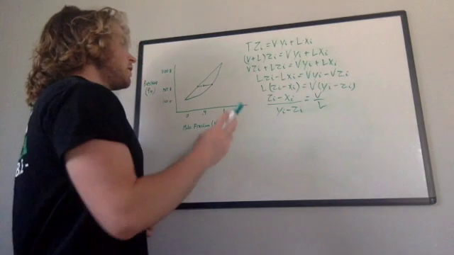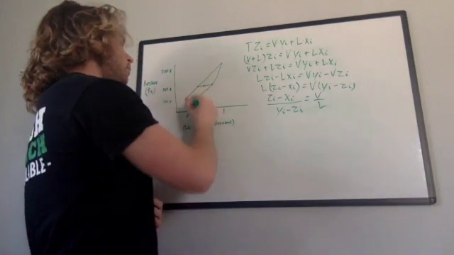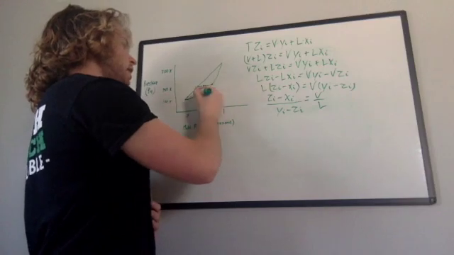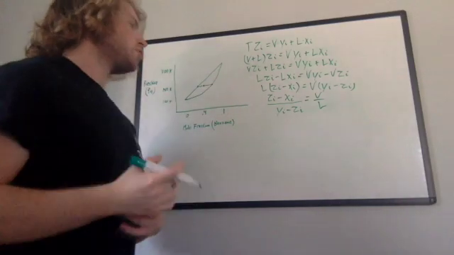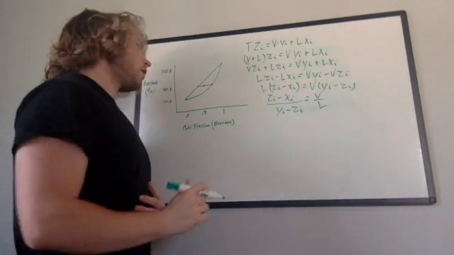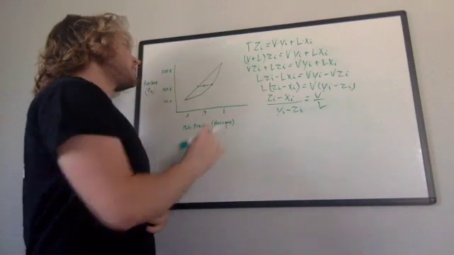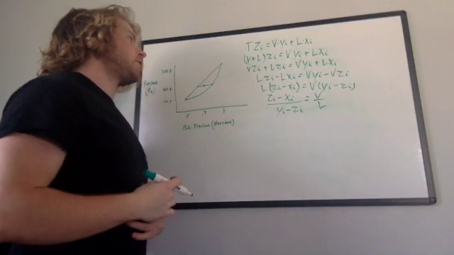And so if we have any point that is below this graph, that means that the mixture is going to be all vapor. And anything above this means that the entire mixture is going to be liquid.